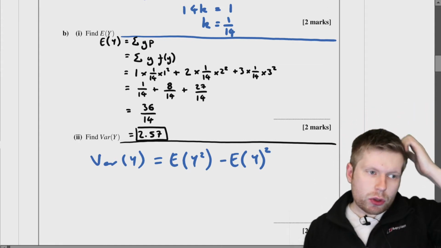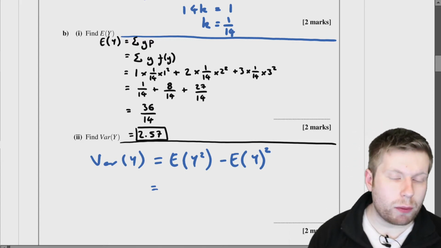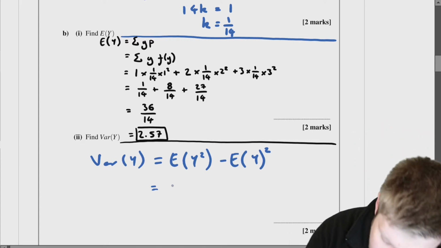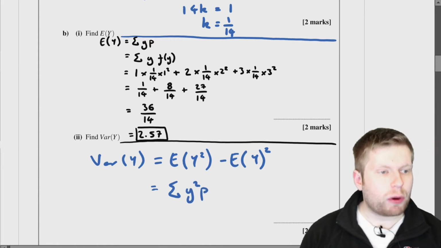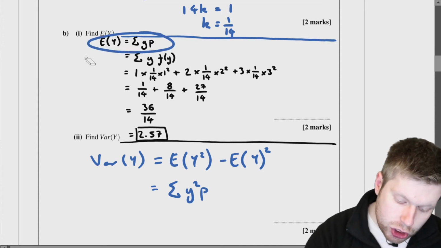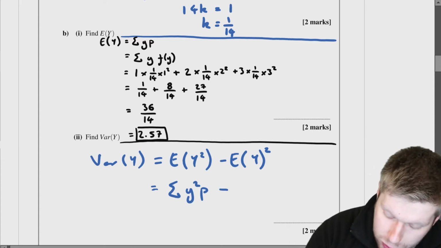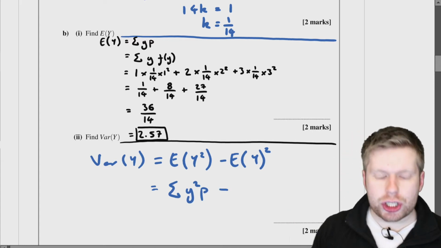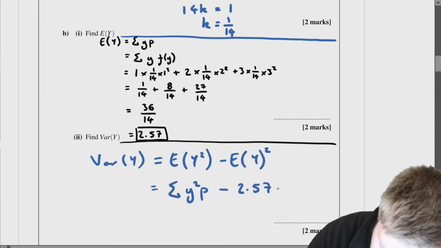So the way I'm going to do this, let's first think, what is the expectation of y squared? Well, that's just going to be the sum of y squared times the probability of that outcome occurring. It's simply the same kind of formula for the expectation, you're just replacing y in this case with y squared. And what's the expectation of y? Well, we've just calculated that as 2.57, all squared.